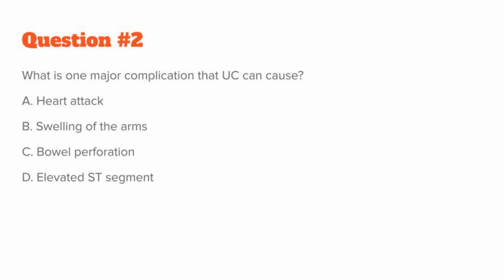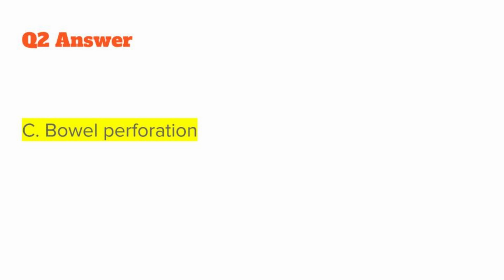Question number 2, número dos. What is one major complication that UC can cause? Heart attack, swelling of the arms, bowel perforation, or elevated ST segment. The answer is bowel perforation.